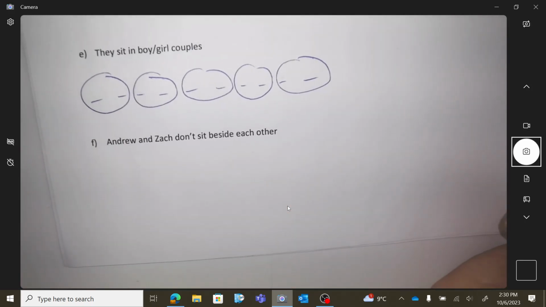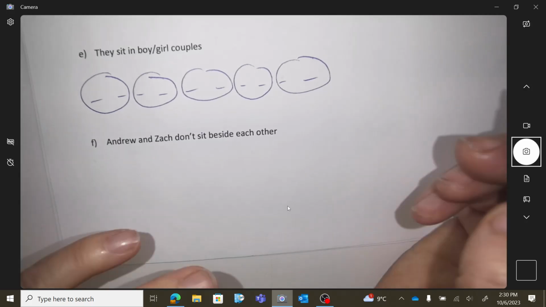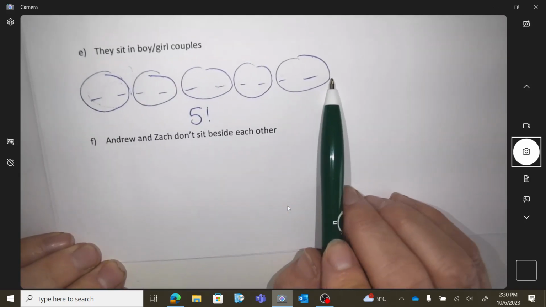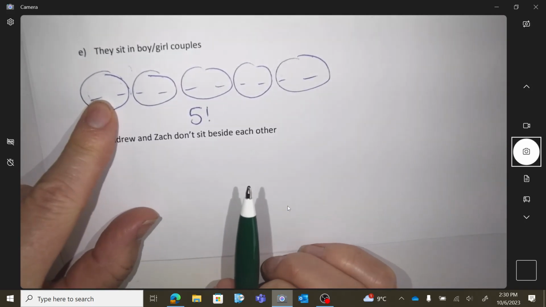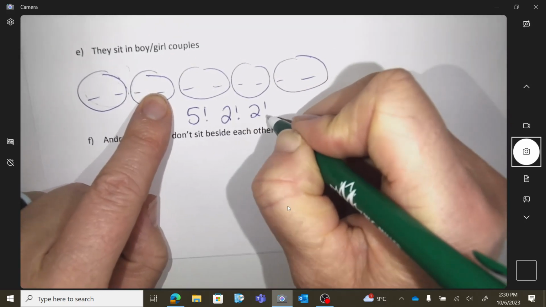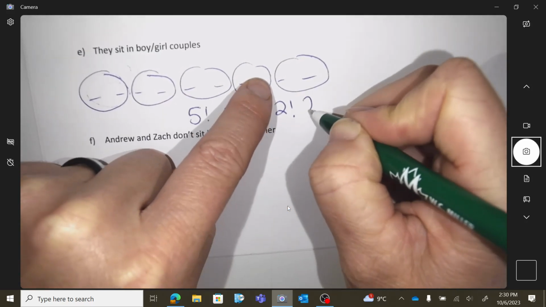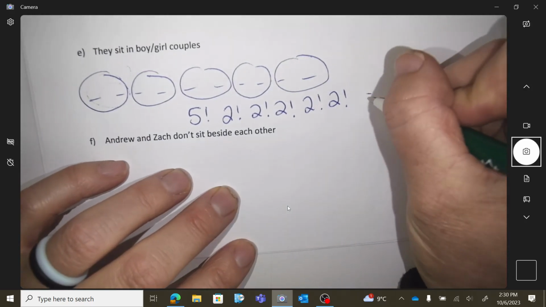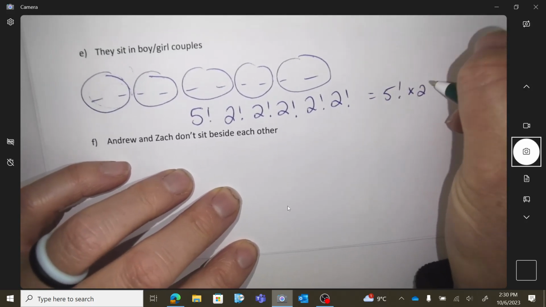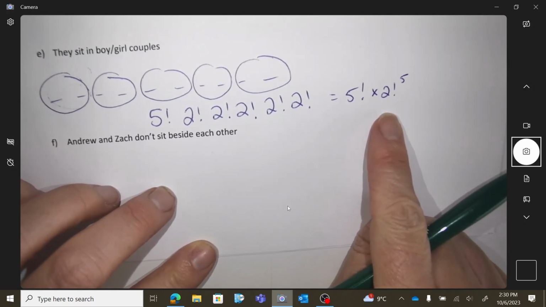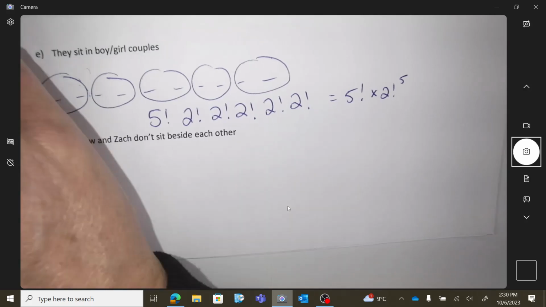How many items would you end up moving around now? 5 items, because this is glued together as an item now. Then what could happen within the item? 2 factorial. What could happen in this one? 2 factorial, 2 factorial. Within all the groups, they all could be doing this, switching it. So if I was typing this, I would do that to a 5th exponent. Would that make sense to you why I'm doing it? Repeated 5 times.